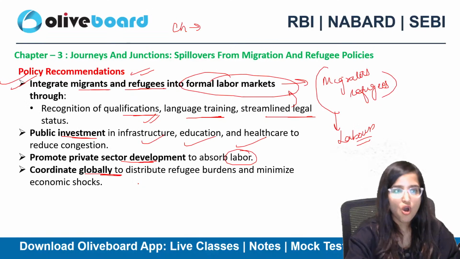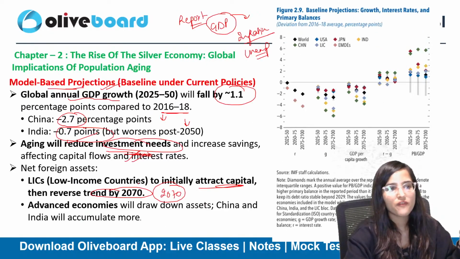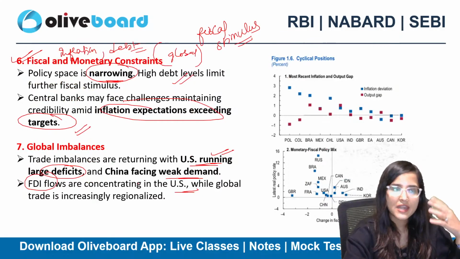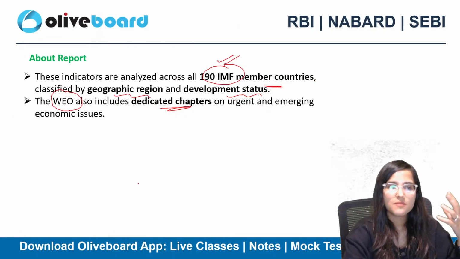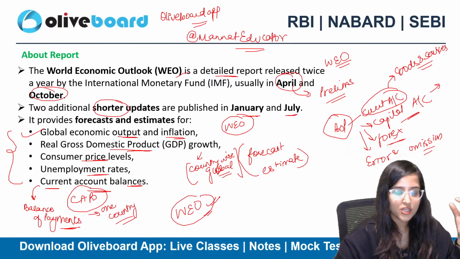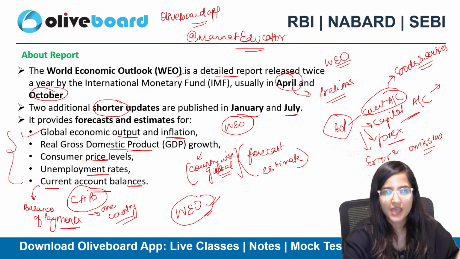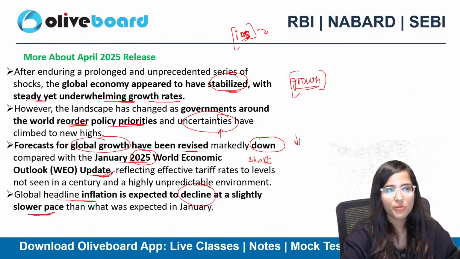So this was all related to your World Economic Outlook report. I hope you have understood. I just brought this because you need to have at least a basic idea of what is written in this report and what we discussed in it. This is also going to be very important: who publishes the World Economic Outlook report, when, how many times it comes out, and what it talks about. All these things are going to be important.